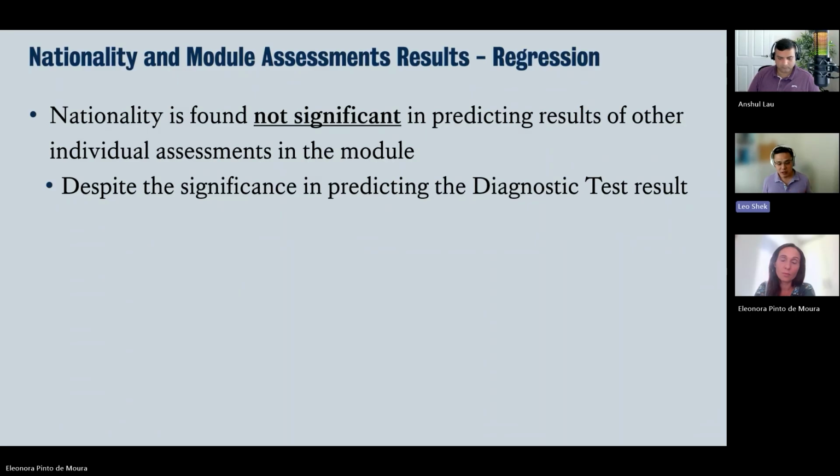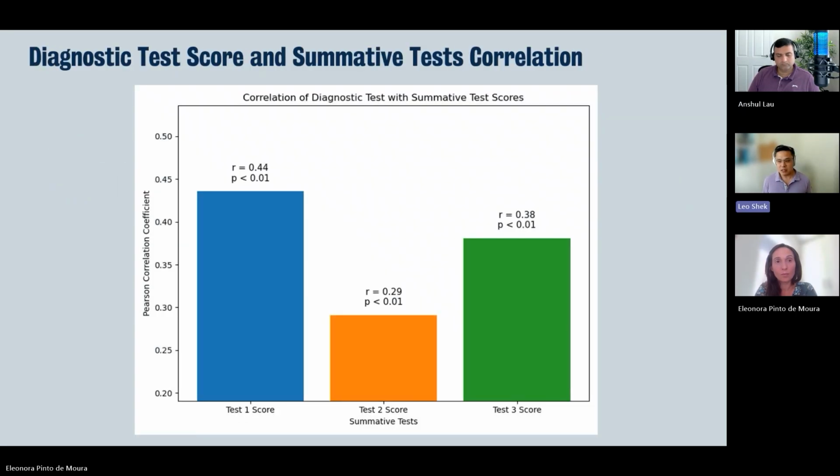So it may mean that even though their background may be different, that background may not be the most significant factor in affecting how well they can perform in the year. So then what can be a significant factor? It turns out that the test result, the diagnostic test result itself, is a very strong indicator.